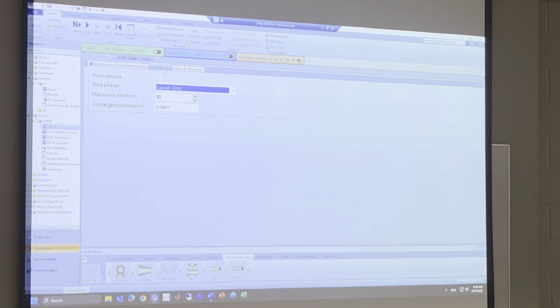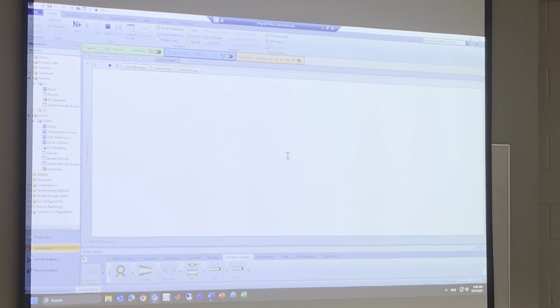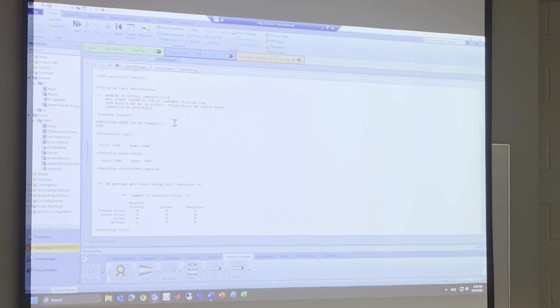Now, whenever you use pressure changers, always pay attention to the flashing options. Go to flashing options and check the valid phases. In our case, the valid phase is liquid only, since we are dealing with water. I am happy with that. Then run the simulation and make sure there are no errors. We will have one warning that binary parameters are missing because we have only one component. That's acceptable, so we have no error.